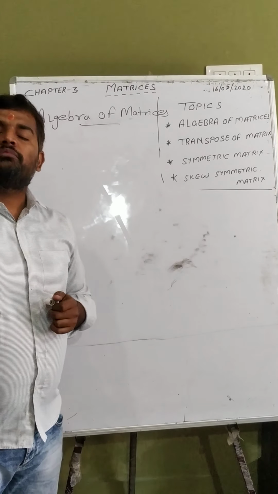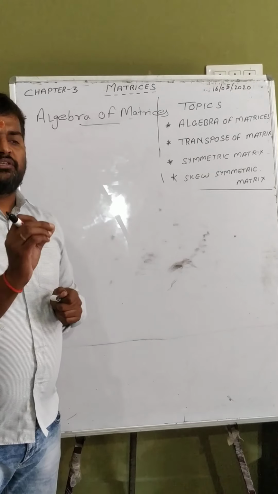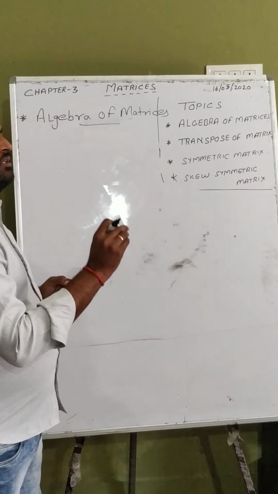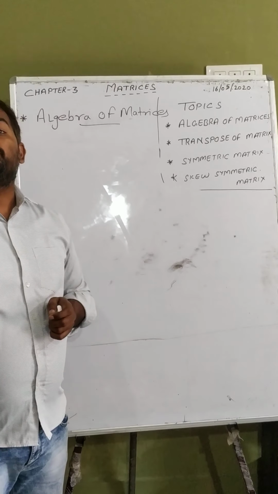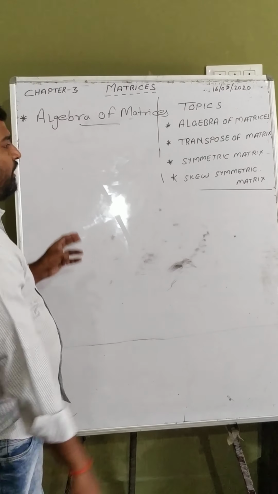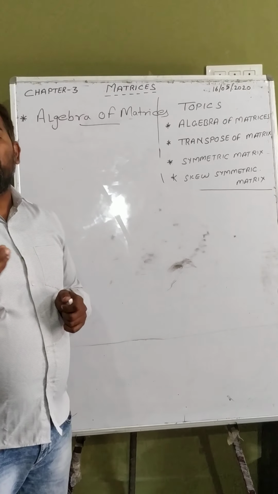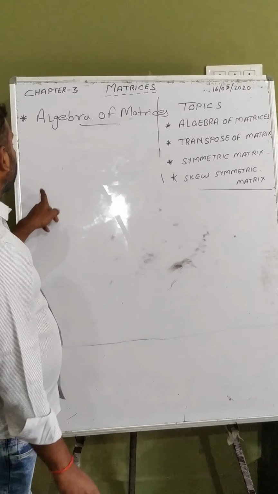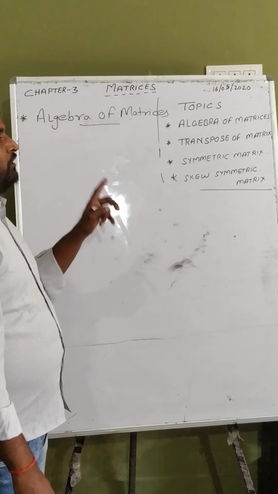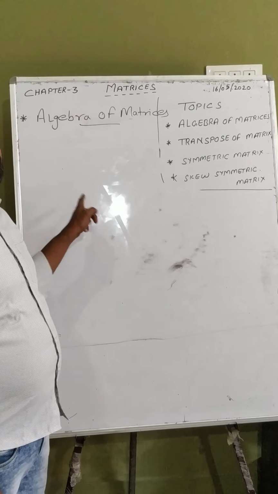The additive inverse of a matrix: if A is a matrix, then which matrix do we add to it so that we get a zero matrix? Definitely, for any number we need to add the negative of that number to get 0. The same procedure applies here also. If A is a matrix, then the additive inverse is minus A.